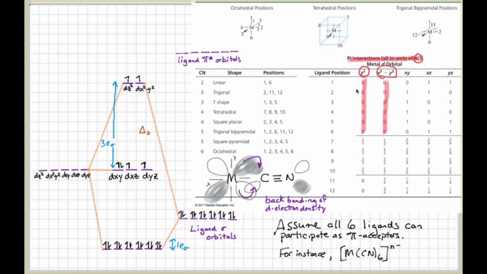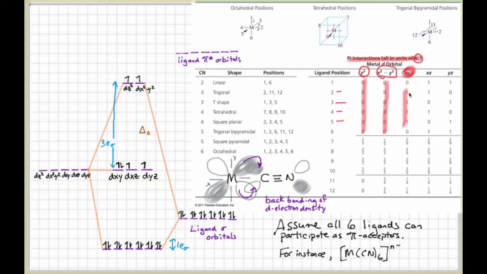And that holds true for the dx squared minus y squared. 0 overlap with the pi star orbitals of ligands in positions 1 through 6. However, the xy has strong pi overlap with ligands in positions 2, 3, 4, and 5. And those contribute 1 unit each for that overlap of E pi.